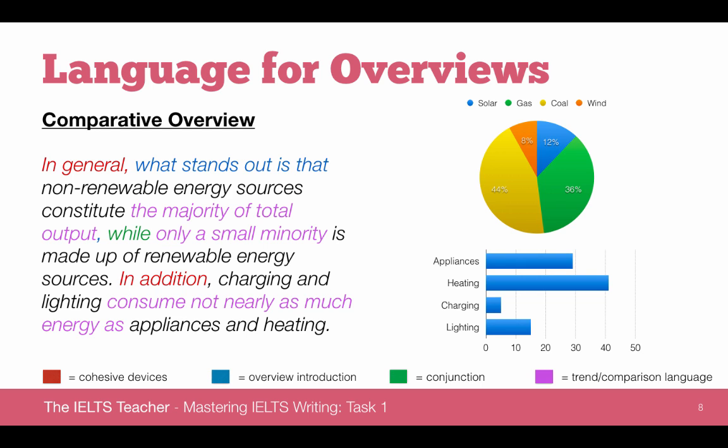Again, you can see this comparison language being used, and notice that we can move the conjunction as well. Instead of looking at it at the beginning of the sentence, we've moved while into the beginning of the second clause instead of the first. So it follows the comma. Okay, so that's a little look at comparative graphs.